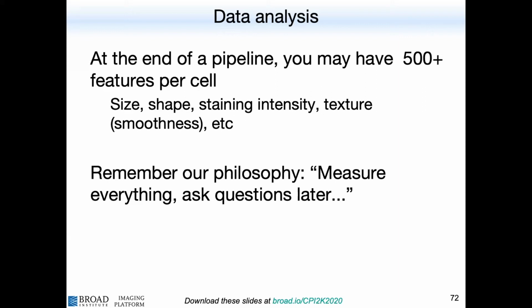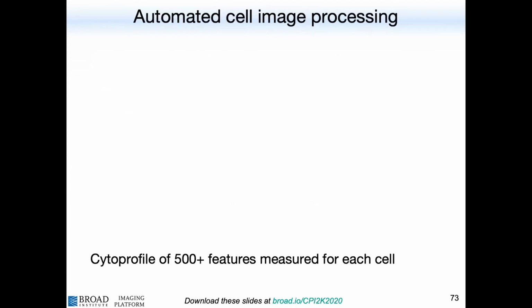Based on the features that we selected, we probably ended up with a couple of hundred features per cell. Sometimes, depending on the measurement module and the features we care about, we may end up with even over 500 features per cell.